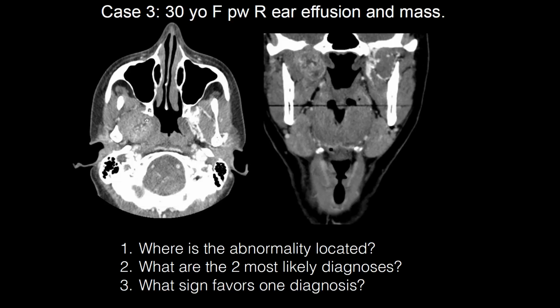The parapharyngeal space. Parapharyngeal space, great, which is right next to the masticator space, right. And let's say it is, we'll go along with it being a parapharyngeal space mass. What are the two most likely diagnoses in the parapharyngeal space?